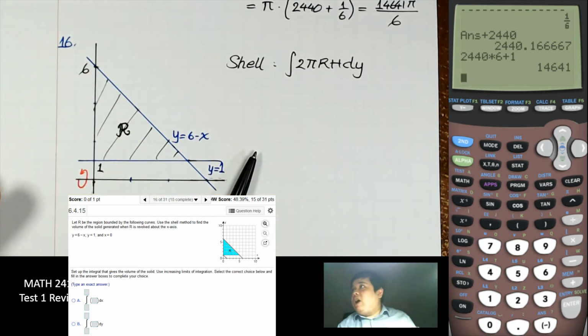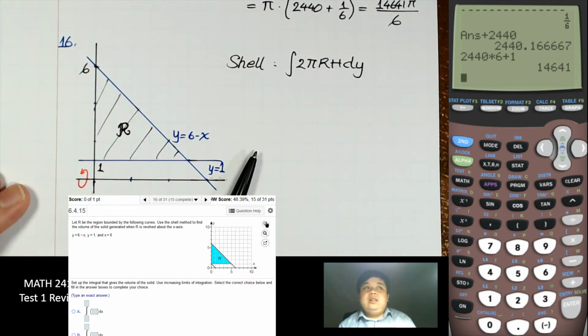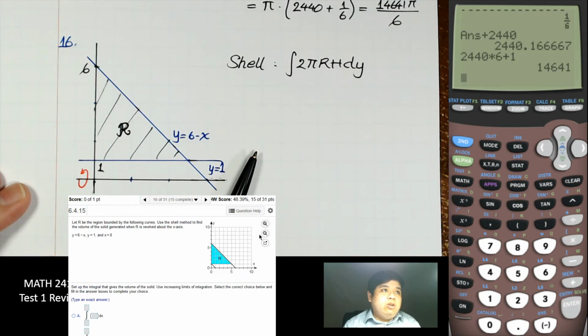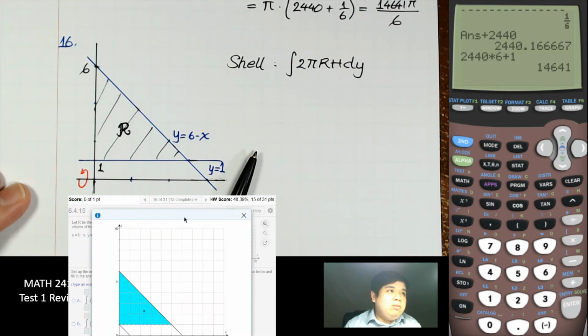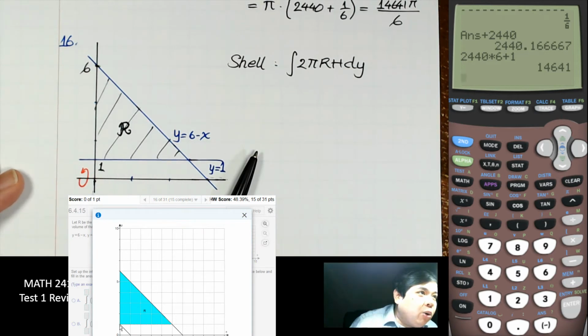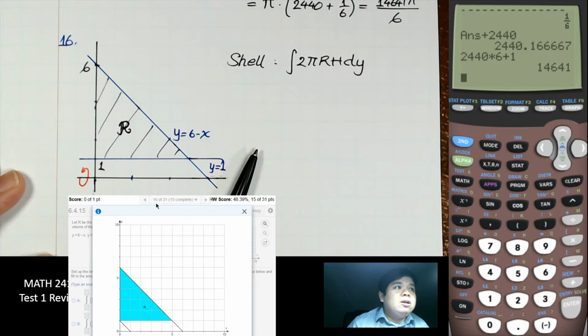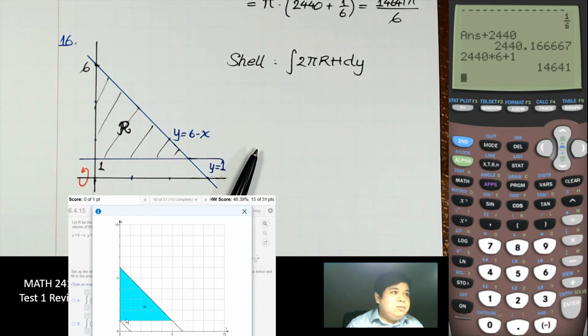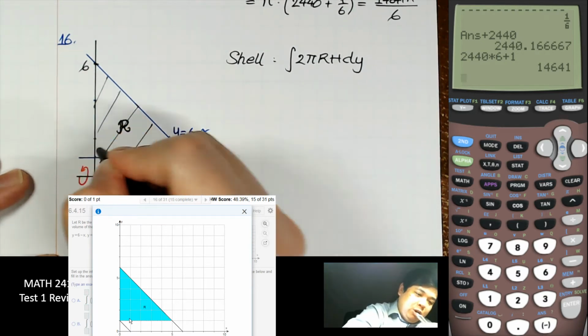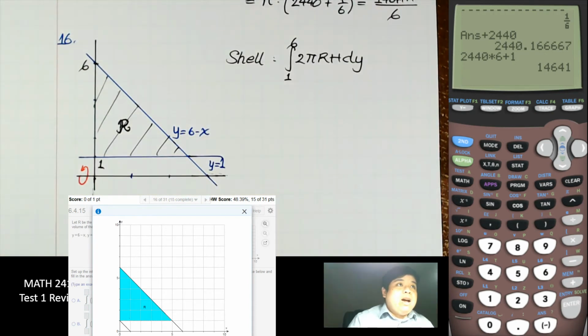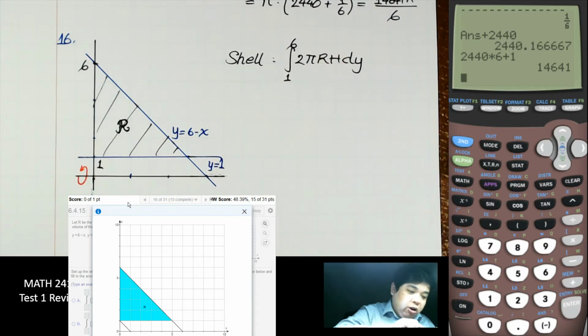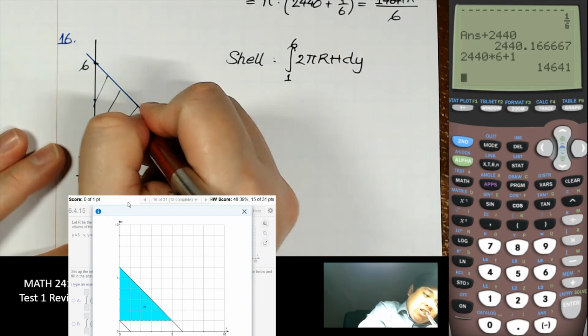If we zoom in the graph, you will see, we don't need to do that. Okay, yeah, so 1, 2, 3, 4, 5, 6. One to 6. Right. So we have that. What's next is to find h. We're going to draw the line parallel to the axis of rotation.